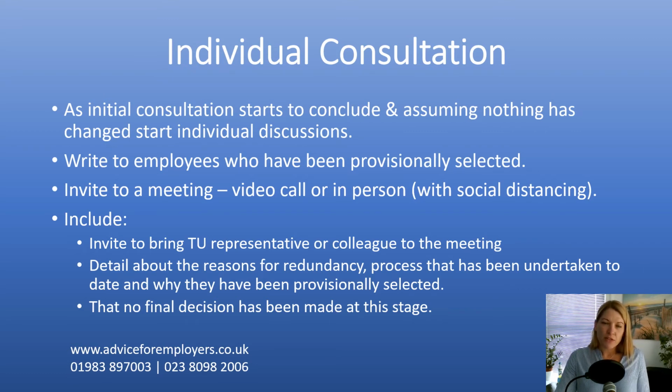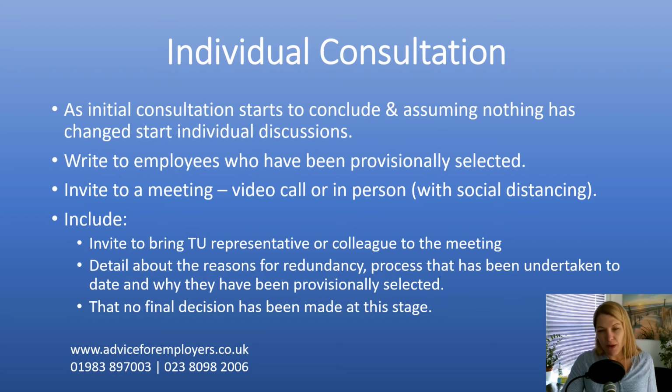So assuming nothing has changed as a result of the scoring and the consultation, you can start the individual discussions. You would invite them to a meeting, and this could be by video call or in person with social distancing. You can ask them to bring a trade union rep or a colleague to the meeting, and given the way we are working currently, you might want to suggest, or offer for them to bring, a family member or friend if it's easier. Someone from their same household obviously will then reduce the need for the social distancing.